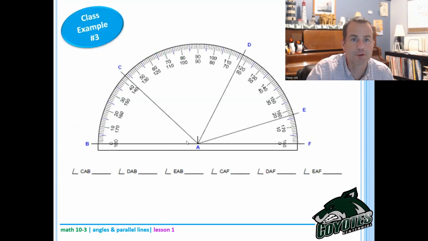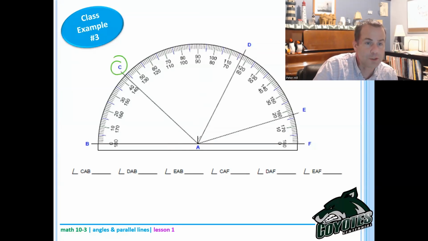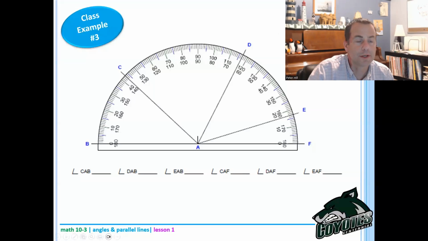Okay, so here's a protractor, and we are going to go through all these angles together. The first one we're going to do is find angle CAB. Now, CAB means I am going to draw a line from C to A to B. So I'm going to connect those three dots, and that's going to be my angle. So my angle there is going to be this guy here.